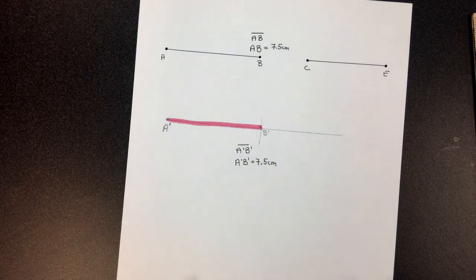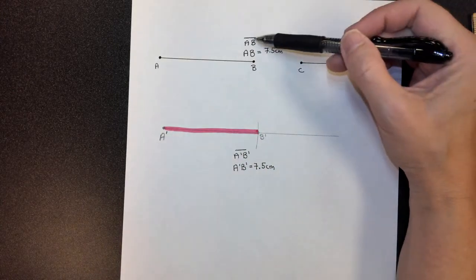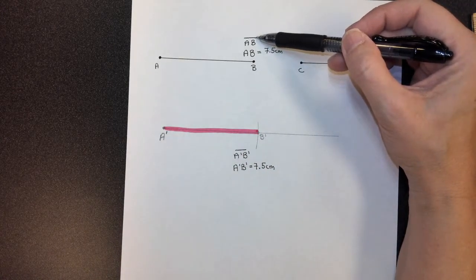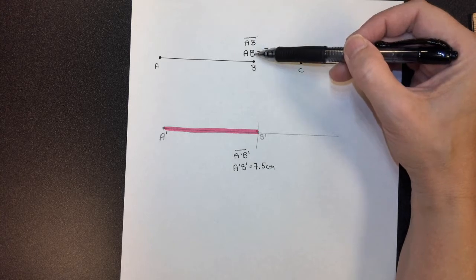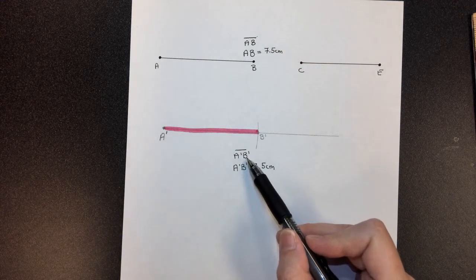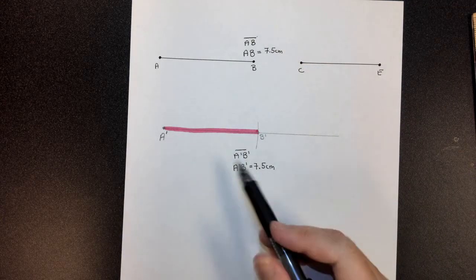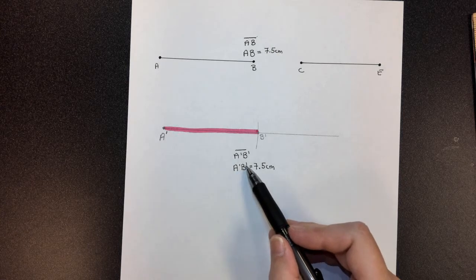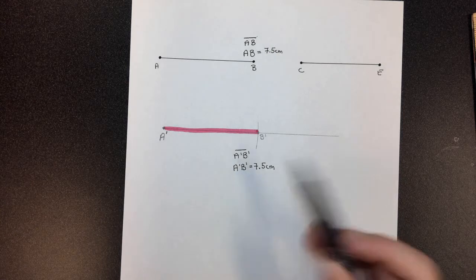Okay, key things to take away. The segment AB has a mark on top. The length of AB does not. The segment A prime B prime has a mark on top. The length of A prime B prime does not.